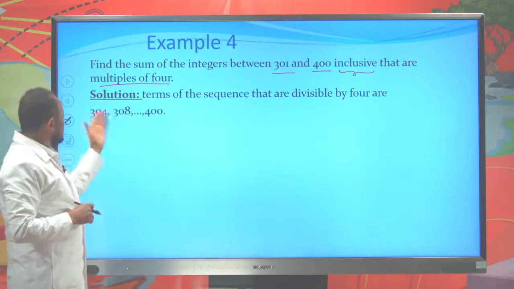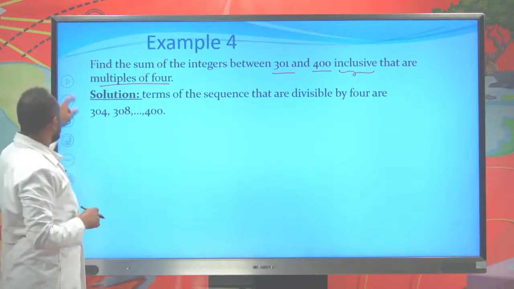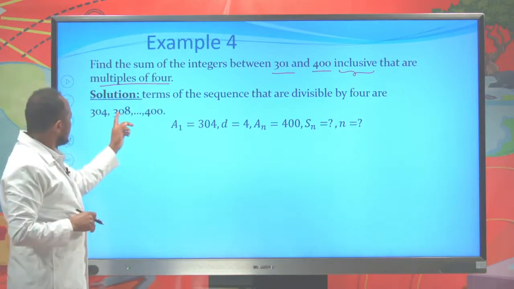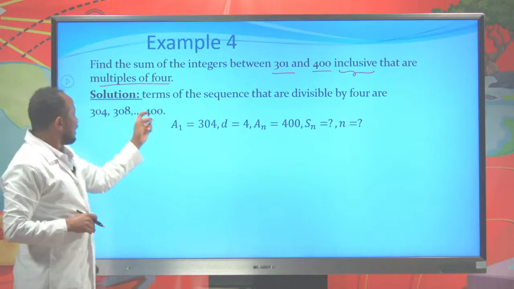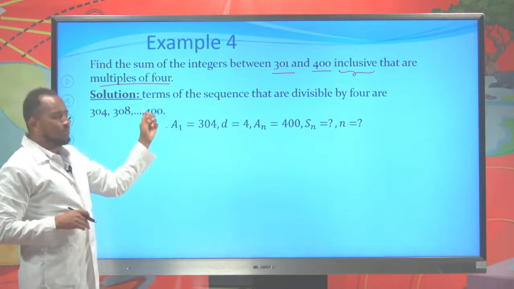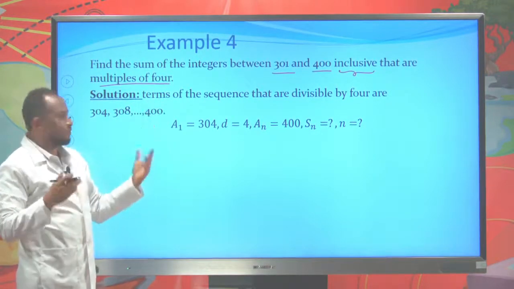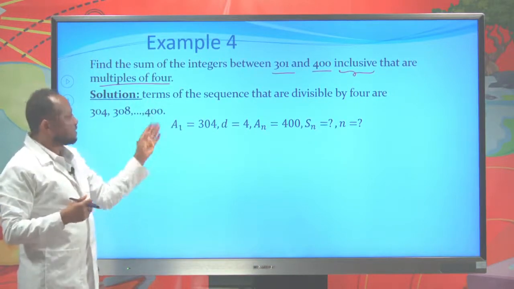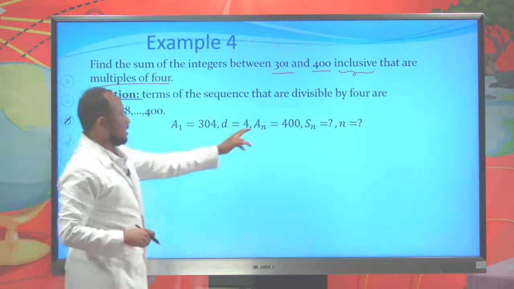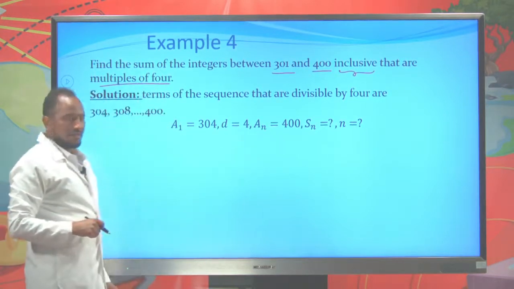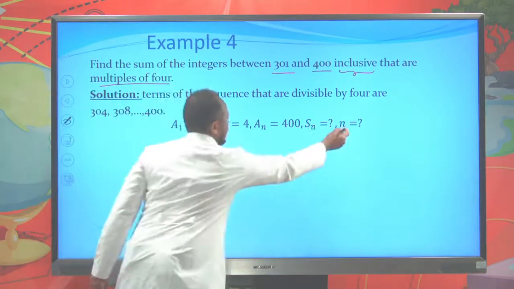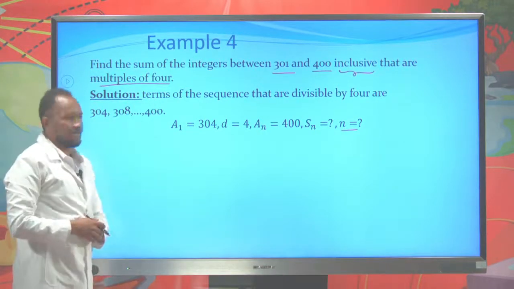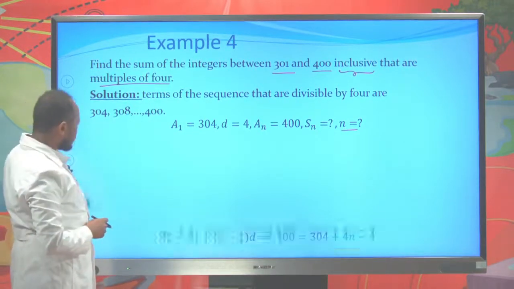So we need to find the sum of these terms. To find the sum, we have the first term, it is 304, and the common difference is 4. And we don't know which term this 400 belongs to. Is it the second, third, fourth? So we need to find that. So assume this 400 is the nth term, so an is equal to 400. After that, we need to find n, and then after finding n, we'll proceed to evaluate Sn. So let's continue.